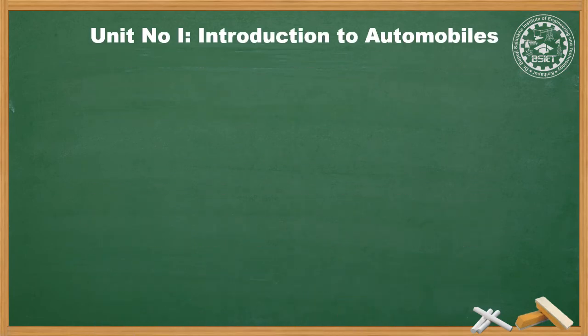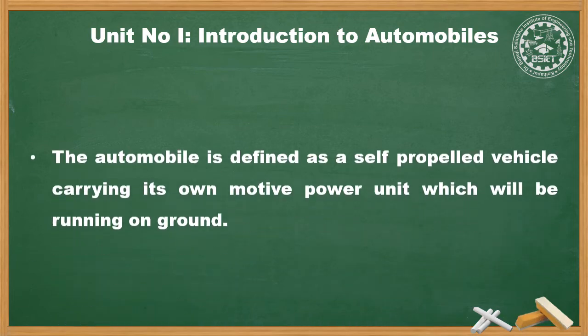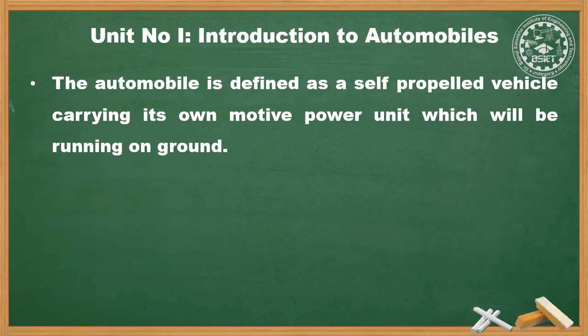Starting first point, introduction to the automobile. How can an automobile be defined as? Automobile can be defined as the self-propelled vehicle carrying its own motive power unit which will be running on ground.